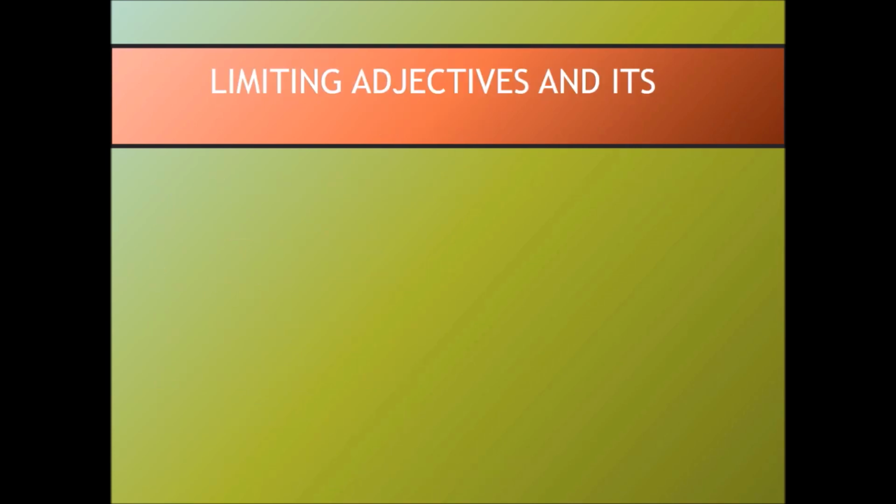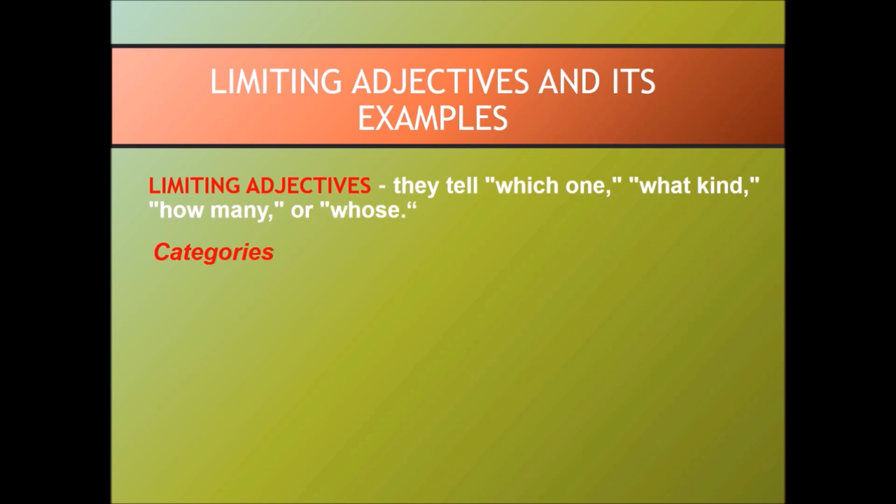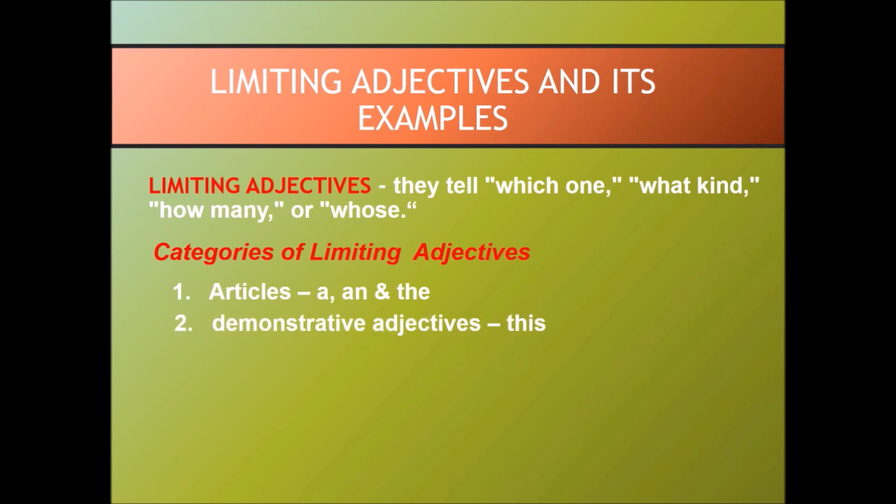Limiting adjectives and its examples. Limiting adjectives, they tell which one, what kind, how many, or whose. Categories of limiting adjectives. The first one is the articles, which consist of a, an, and the. For the demonstrative adjectives, we have this, that, these, and those.